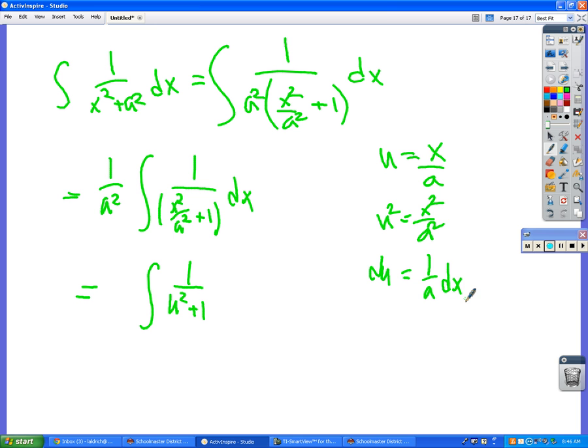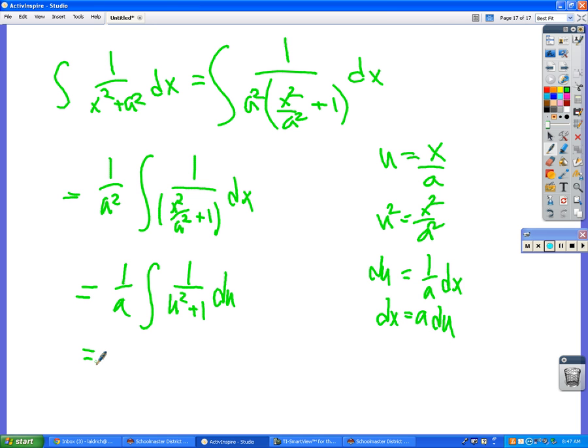Since I want to substitute in for dx here, to solve this for dx I have to multiply both sides by a. That means dx is a du, right? So my du goes right here, the dx becomes the du, and then the a is going to come here on the outside. The a on top and the a squared on the bottom are going to cancel, so that gives me 1 over a.